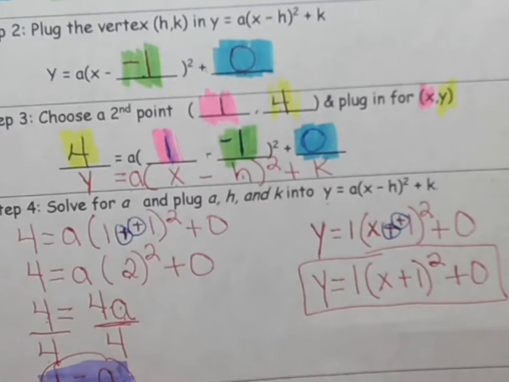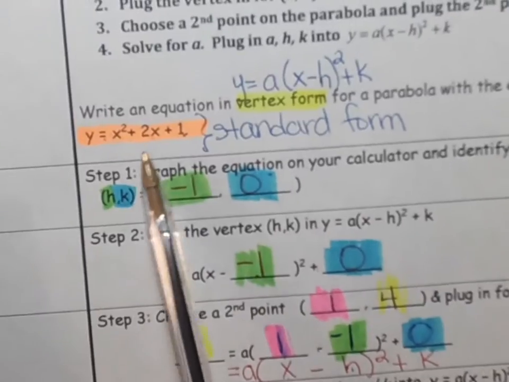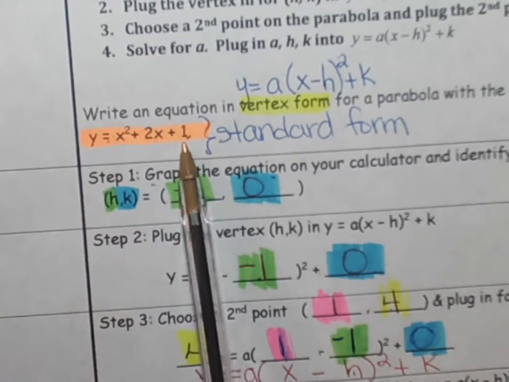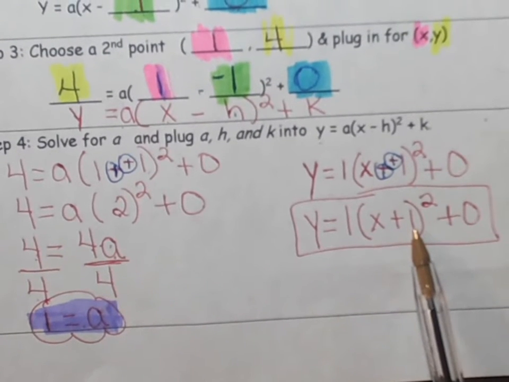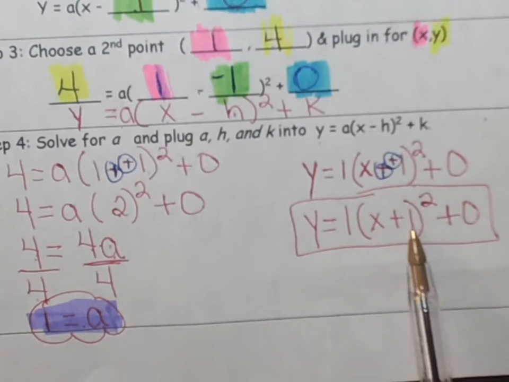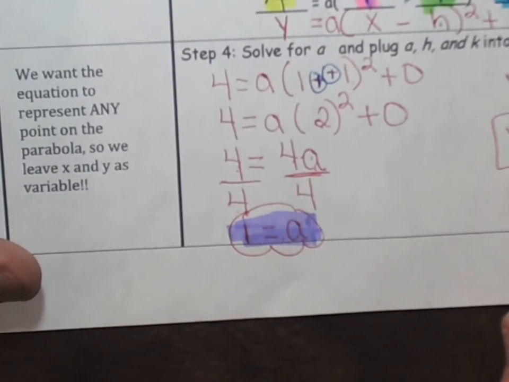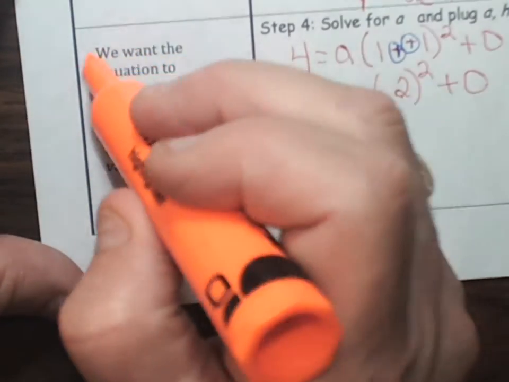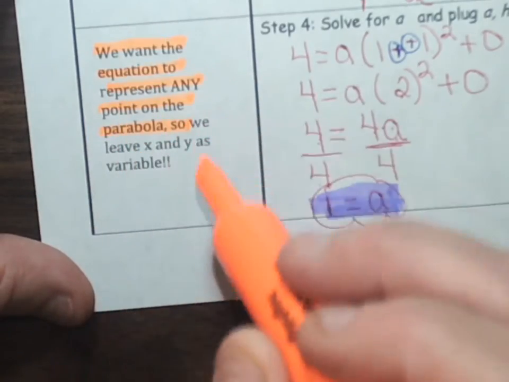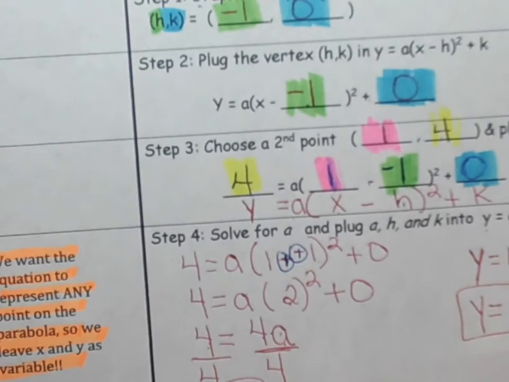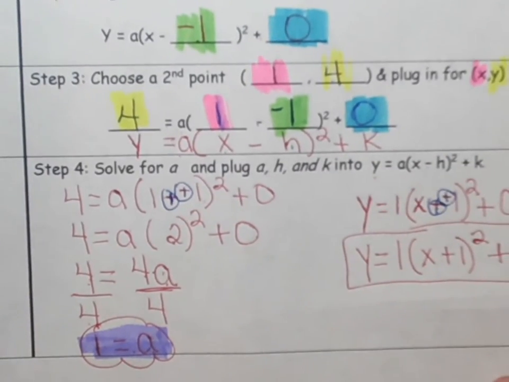Okay, so what I wanted you to do is, this is an equation in standard form, y equals x squared plus 2x plus 1. And this is the exact same equation, but in vertex form. y equals 1 times the quantity x plus 1 squared plus 0. And what we do is we leave the x and the y because we want the equation to represent any point of the parabola. So we leave x and y. We don't plug in for them in the end. So that's how you go from standard to vertex form.